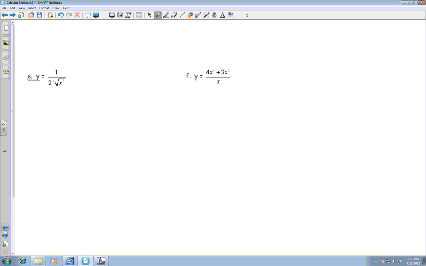Okay, E. Now this one looks a little different because I have x's on bottom and I have this weird radical. So I'm going to rewrite it, y equals. I know my 1/2 is okay. Remember how we write the cubed root of x squared, or the square root of x squared? This is going to be x to the negative 2/3.